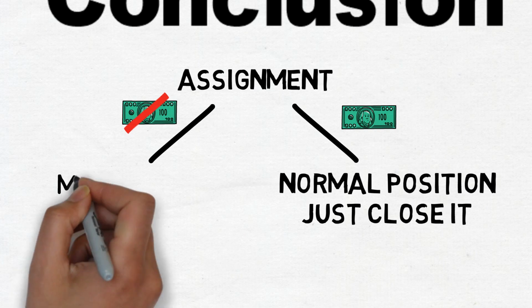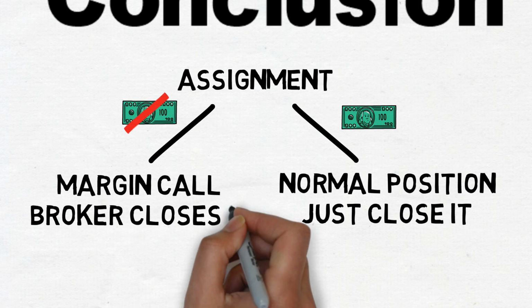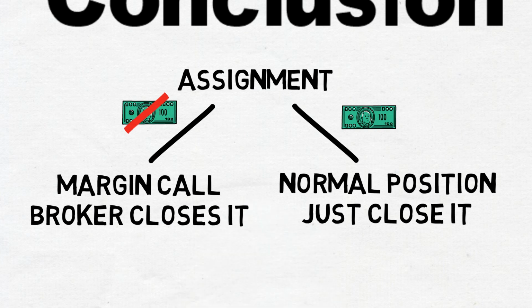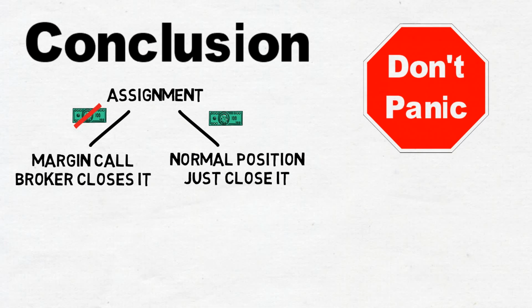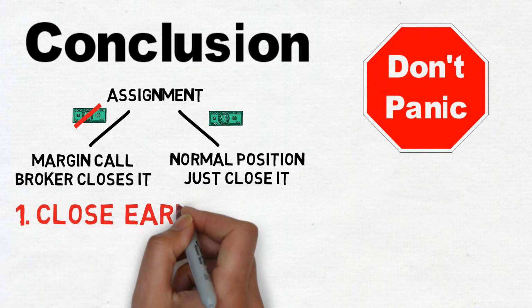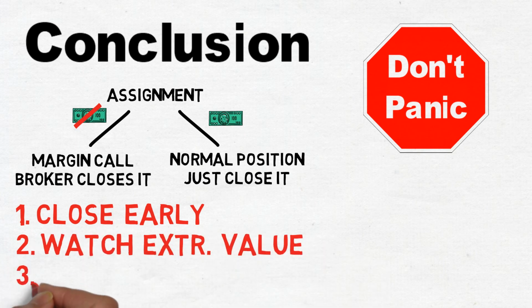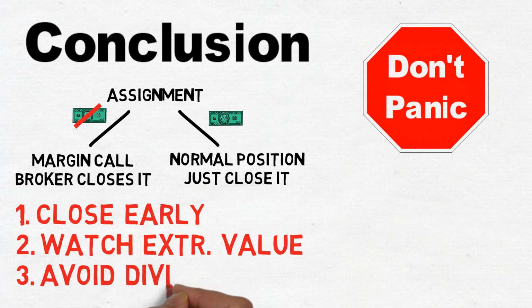If you don't have enough buying power, you will receive a margin call from your broker and the position should be closed automatically. Getting assigned does not have any direct significant impact on your P&L, but it comes with some carrying risk. Option spreads can offer more protection against this than naked option positions. To mitigate assignment risk, you should close option positions early, always keep an eye on the extrinsic value of your option positions, and avoid securities with upcoming dividends.